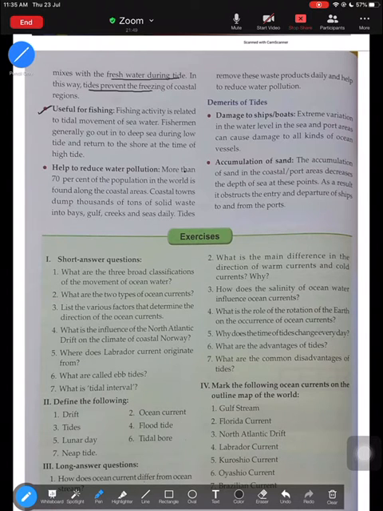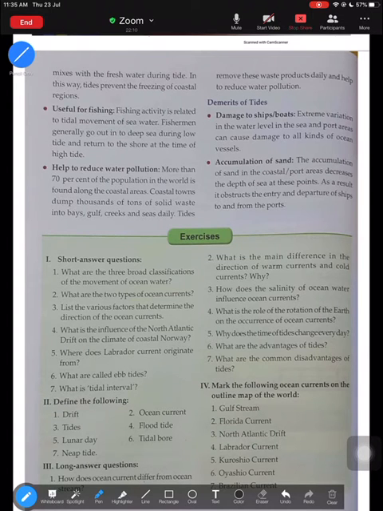Tides are useful for fishing, as we all know how fishermen go deep into the sea during low tide, which facilitates fishing. Tides even help in the reduction of water pollution because tides help in the cleaning of coastal areas and removal of solid waste, and this can help in reducing water pollution. So those are some of the merits of tides.